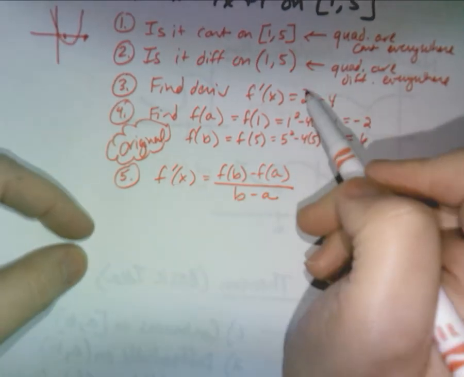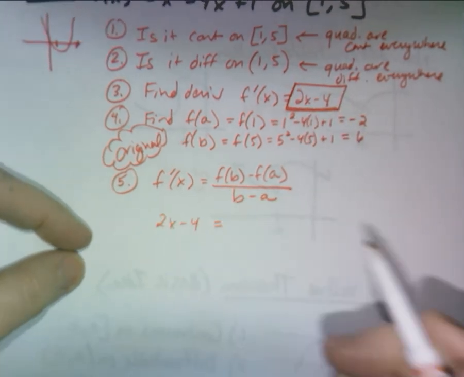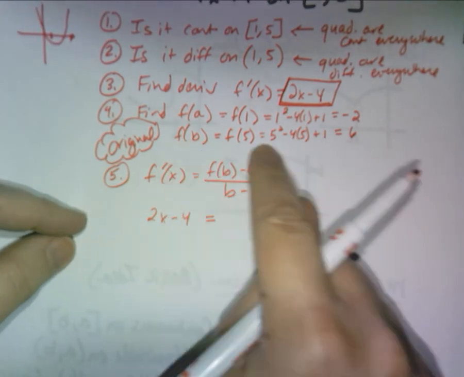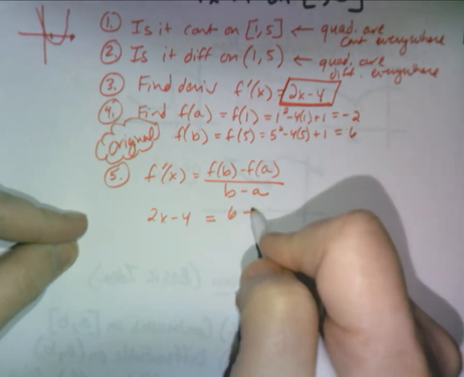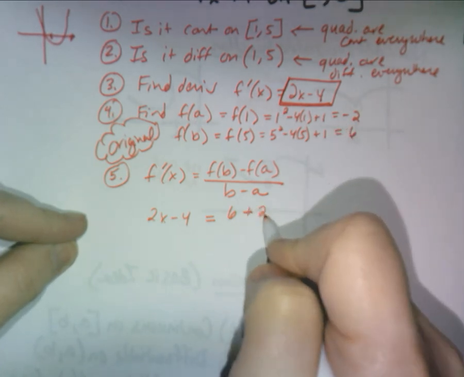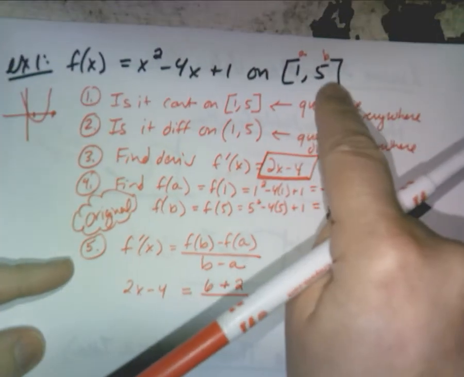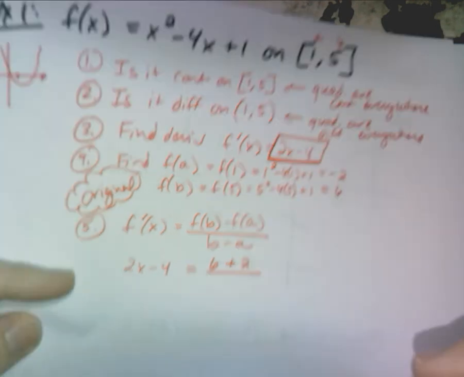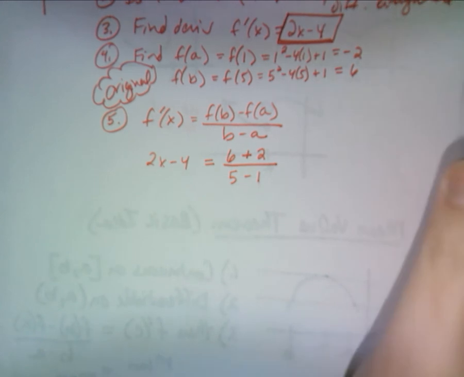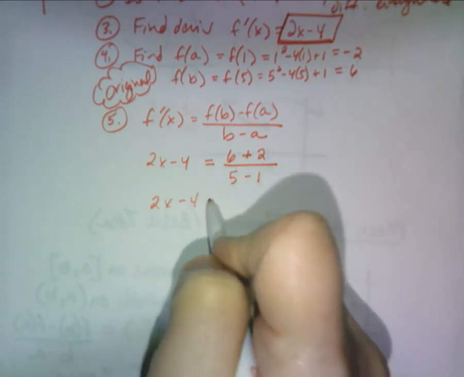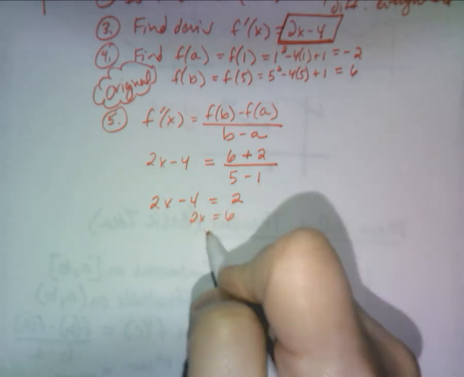So the derivative, which I found up here, here's my derivative, 2x minus 4, is equal to, didn't I already find f of b? 6 minus f of a, which is negative 2, so that becomes plus 2, over b minus a. Go back up here. b minus a, what's that? 5 minus 1, which is 4. What is this reduced down to, this fraction? 2. Yeah. And then solve for x. 2x equals 6. What does x equal?